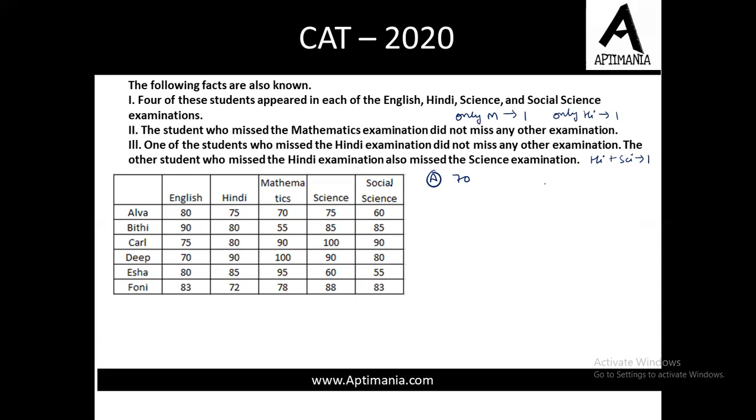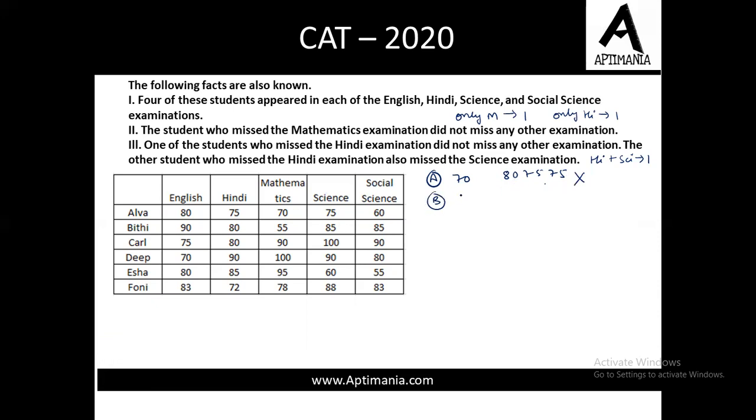Now in case of A, the best 3 scores are I think 80, 75 and 75. Now as we can see, the marks are lowest in the lowest number. So this case is not possible. We cannot have an average of 70 from these 3 numbers. Now let us check for B.